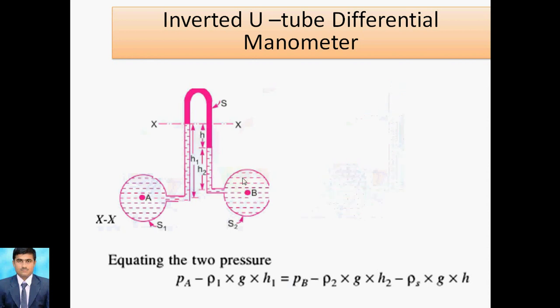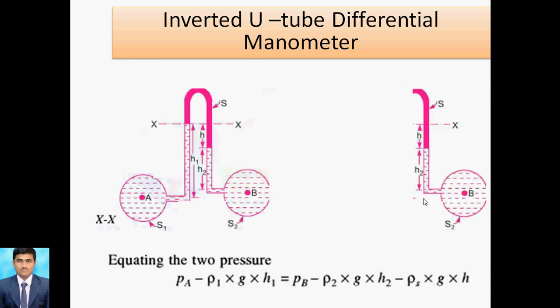now we move to the right limb. So the right limb is like this. First of all we construct rho 2 g2 h2, minus rho s g h, and plus PB. So plus PB you can take as it is. Again I repeat, PB minus rho 2 g2 h2, minus rho g h. So this is the relation for the inverted U-tube manometer.